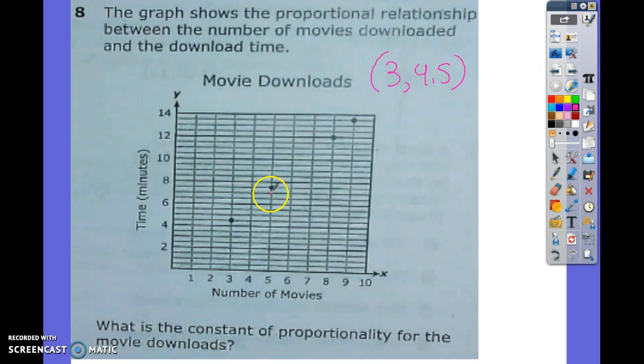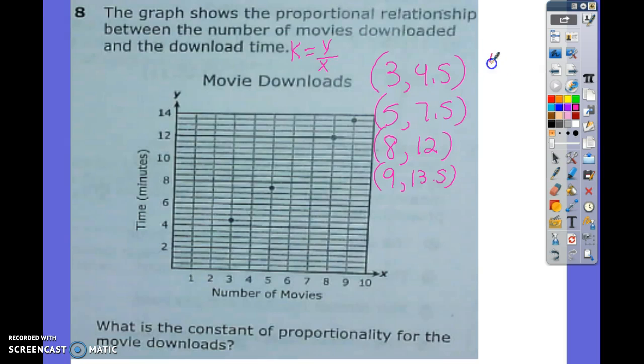And if I look at my next point, I'm going to see that that x coordinate is a 5, and the y coordinate is 7.5. So that's going to be 5, 7.5. And my next point here, my x coordinate is 8, and my y coordinate is 12, so I'll have the ordered pair 8, 12. And then my final point that I'm given, the x value is 9, and the y value is 13.5. So I have my ordered pairs, so now I'm going to be able to find k. Remember, k is y divided by x.